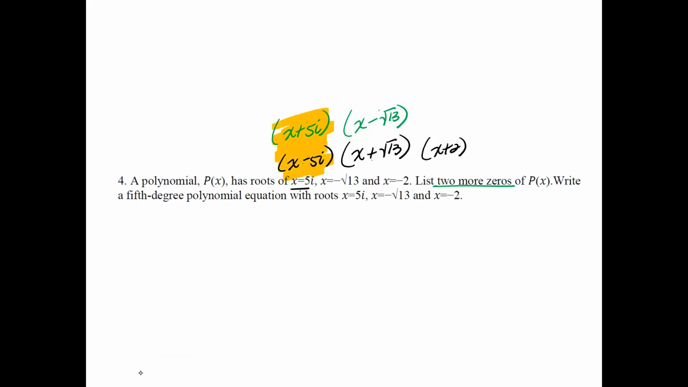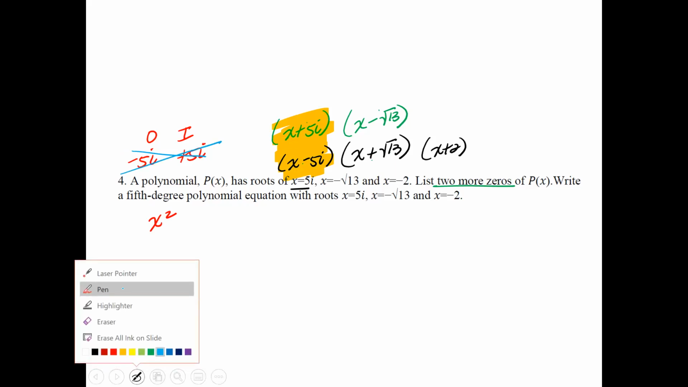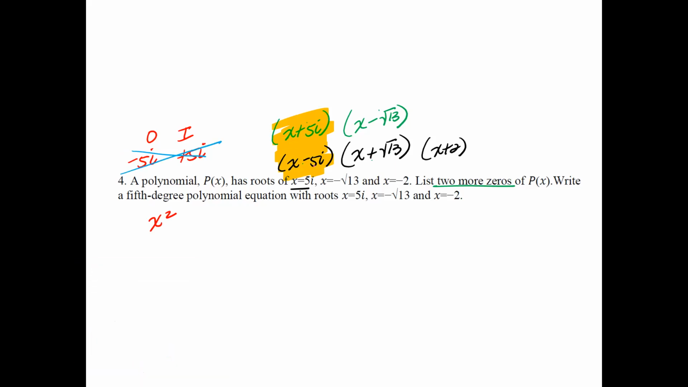So let's first FOIL this part. At this point, after doing this so many times, you should know that first is x squared. Your outer and inner are going to result in a negative 5i and a positive 5i. And guess what? That's just going to cancel, so I'm not even going to bother writing it. And so then your last is going to be a negative 5i times a negative 5i, which is a positive 25i squared, which is a negative 1. So if I simplify that, it's x squared minus 25.